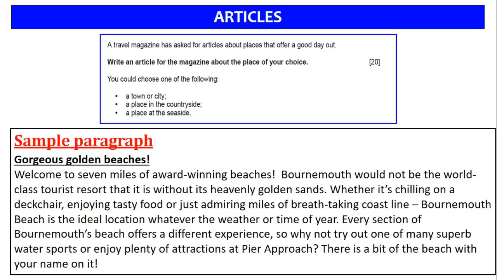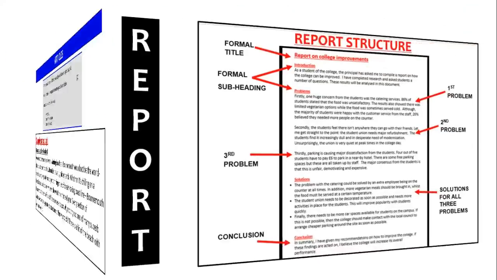Okay, so again, statistics, 7 miles. Interesting emotive language. I haven't just put the coastline, I put breathtaking coastline. Again, rhetorical question: why don't you enjoy one of the attractions at pier approach? And then the last sentence, I've almost used direct address, haven't I? Talking directly to the reader. There is a bit of beach with your name on it, so it makes it feel like we're talking to the reader directly.